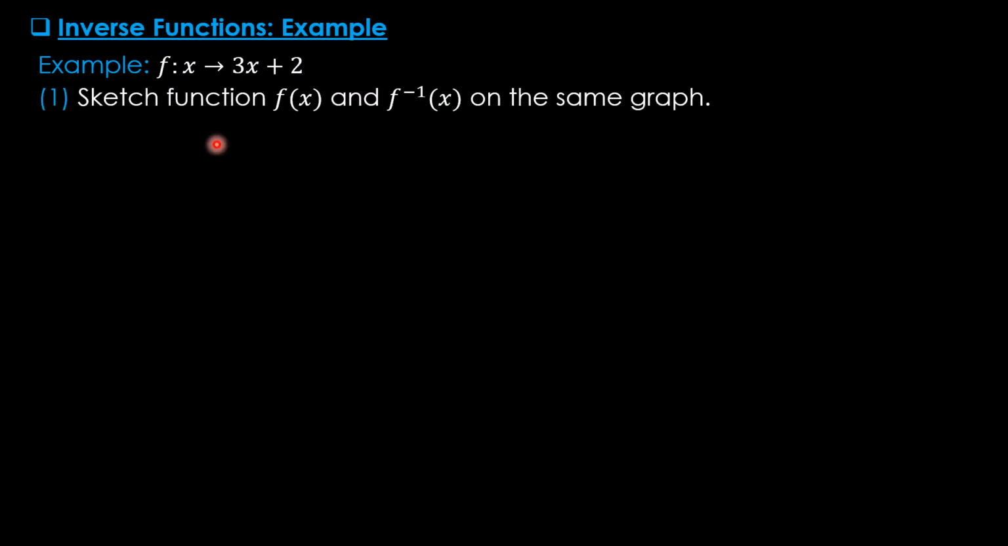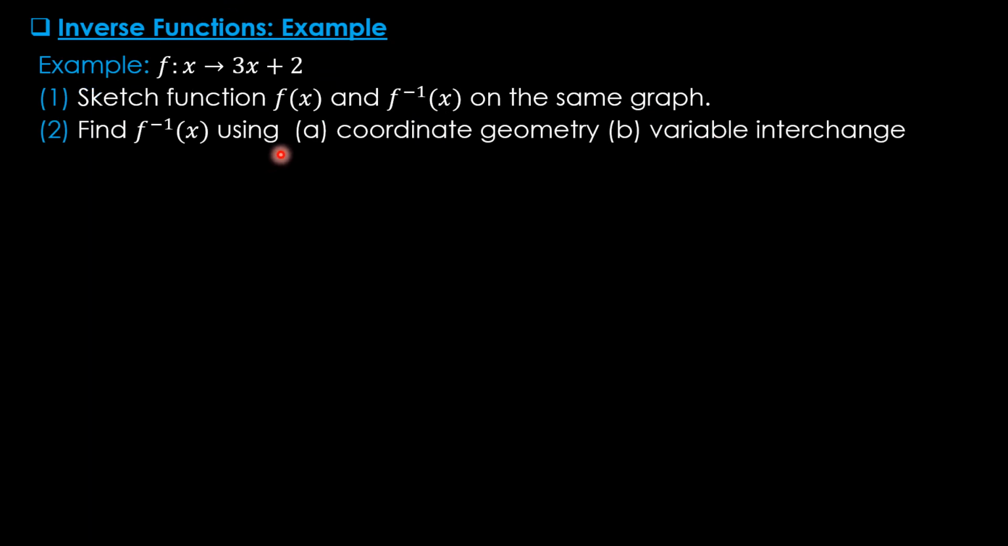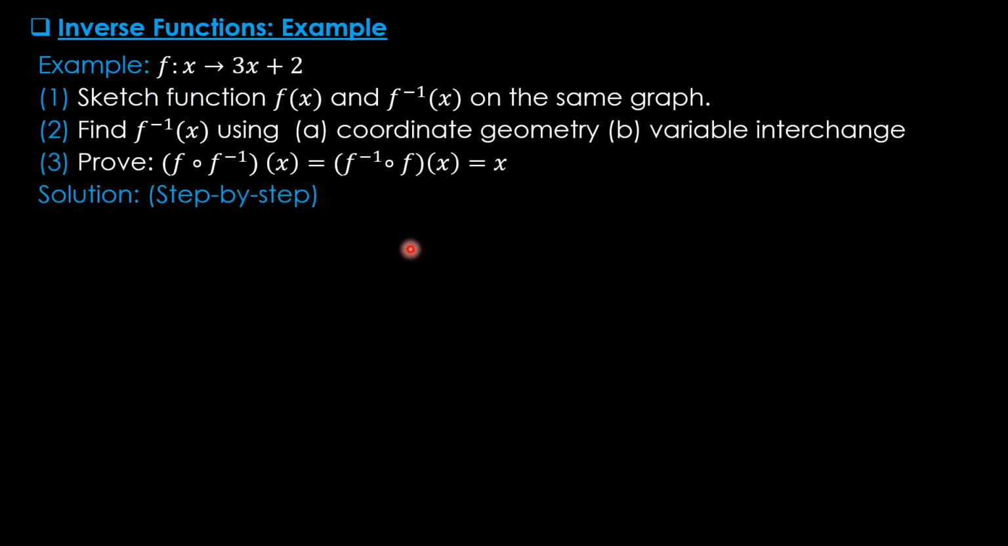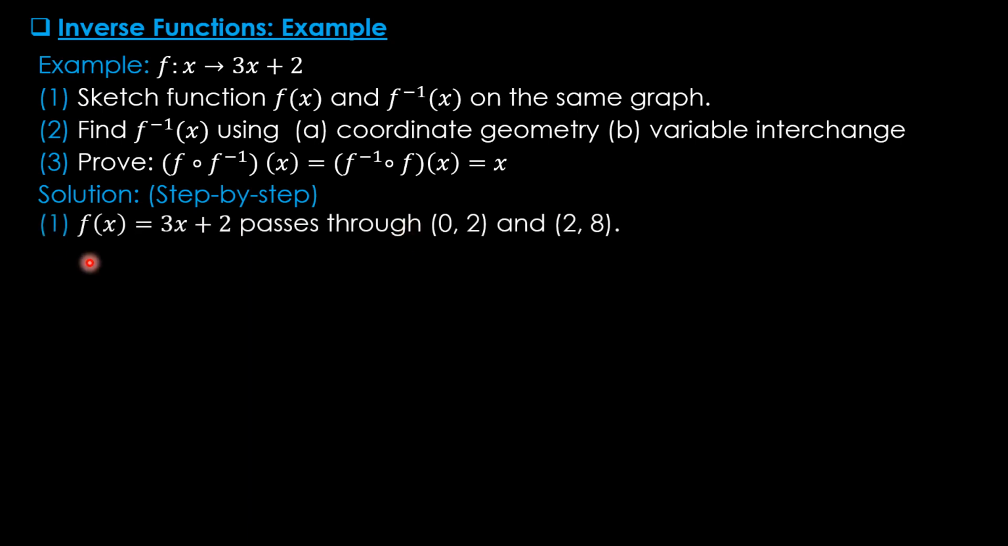Another example. So this is the function. There are a few questions. Sketch function f(x) and f inverse x on the same graph. Then find f inverse x using coordinate geometry as well as variable interchange. Prove this relation. Solution. So this is the function f(x).